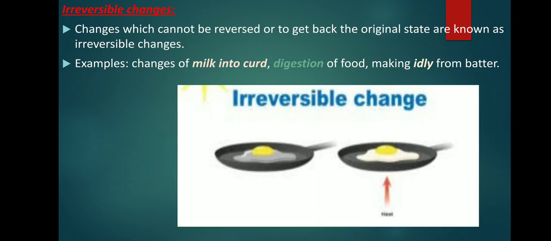Next one, irreversible changes. A change which cannot happen backward, that is, it cannot be reversed, is called an irreversible change. When you burn a piece of paper, it turns to ash. It cannot become paper again. Your height cannot decrease. These are irreversible changes. They cannot be reversed at all.